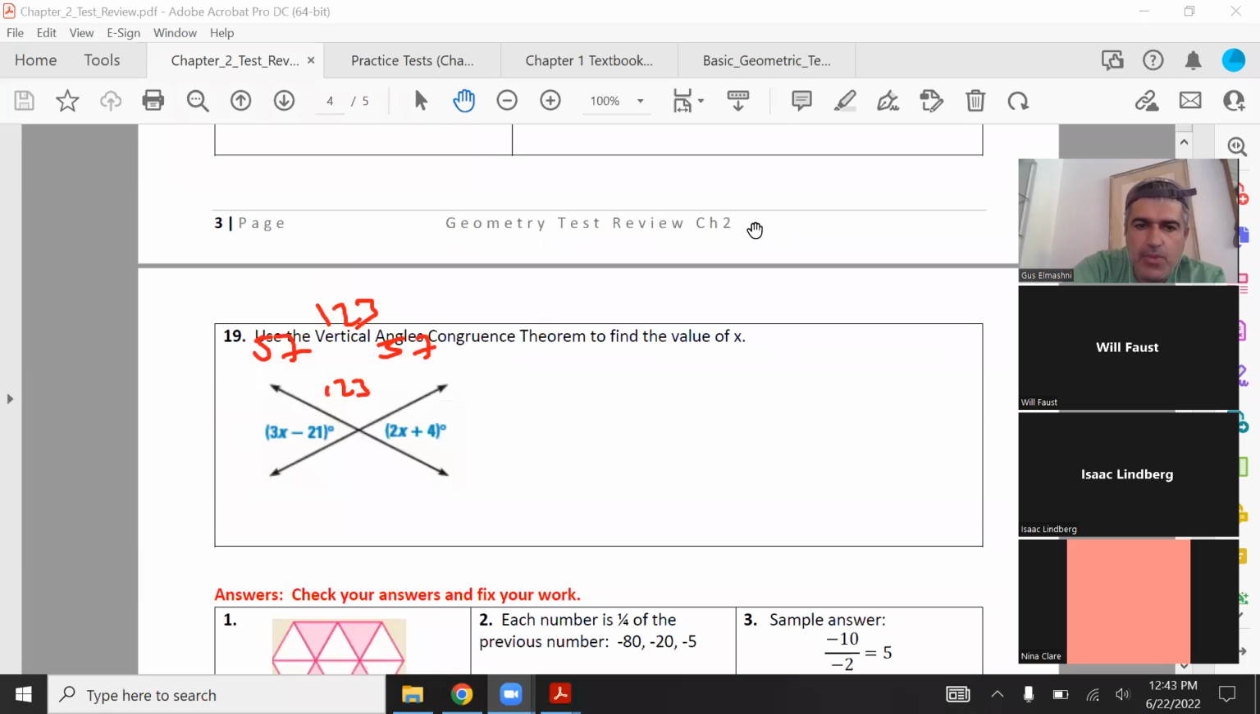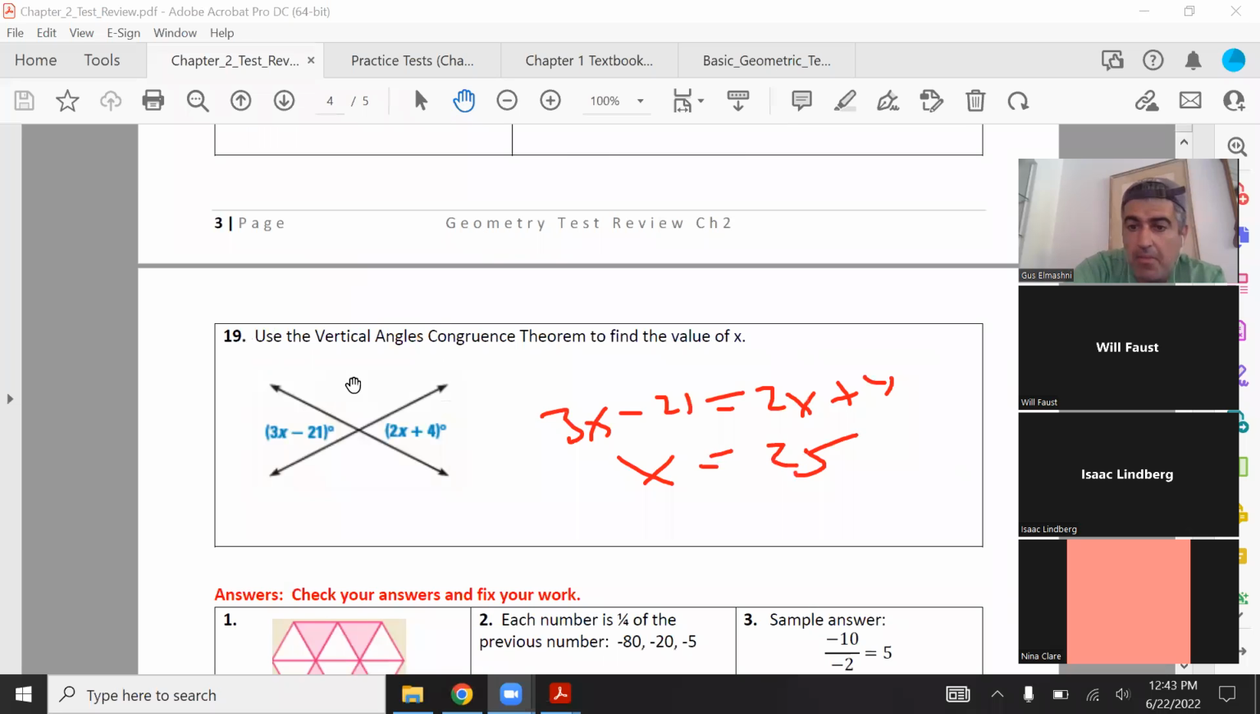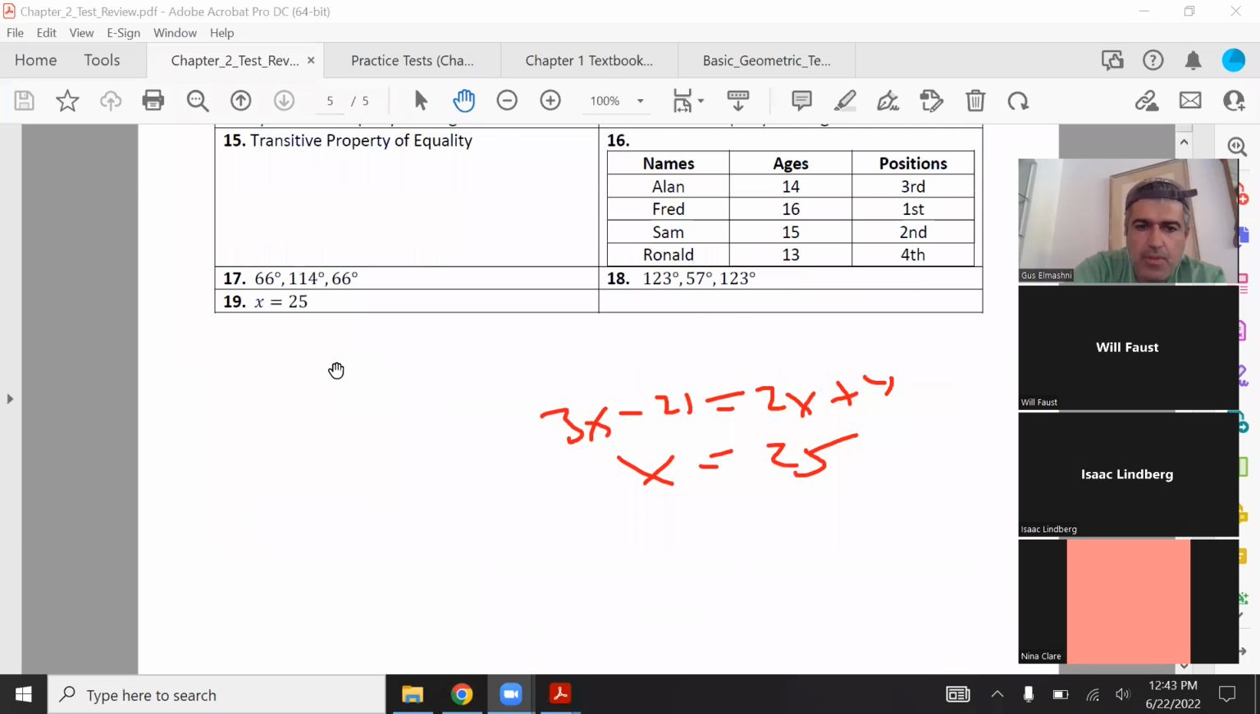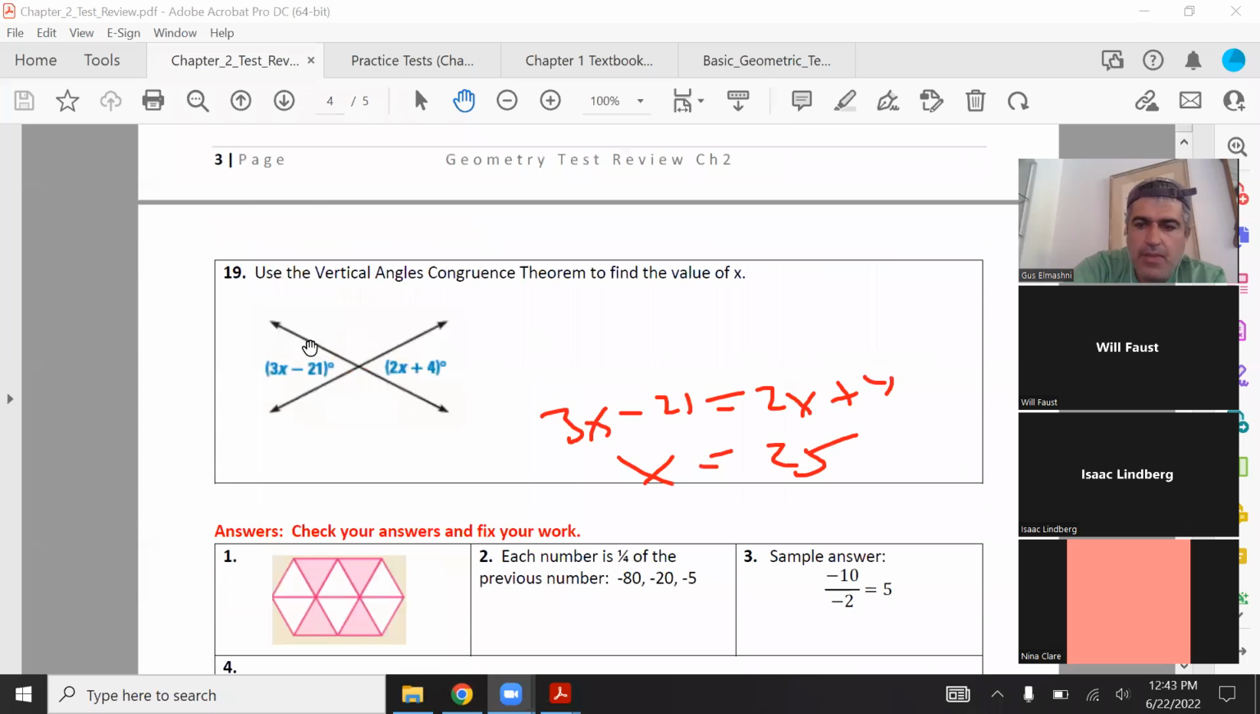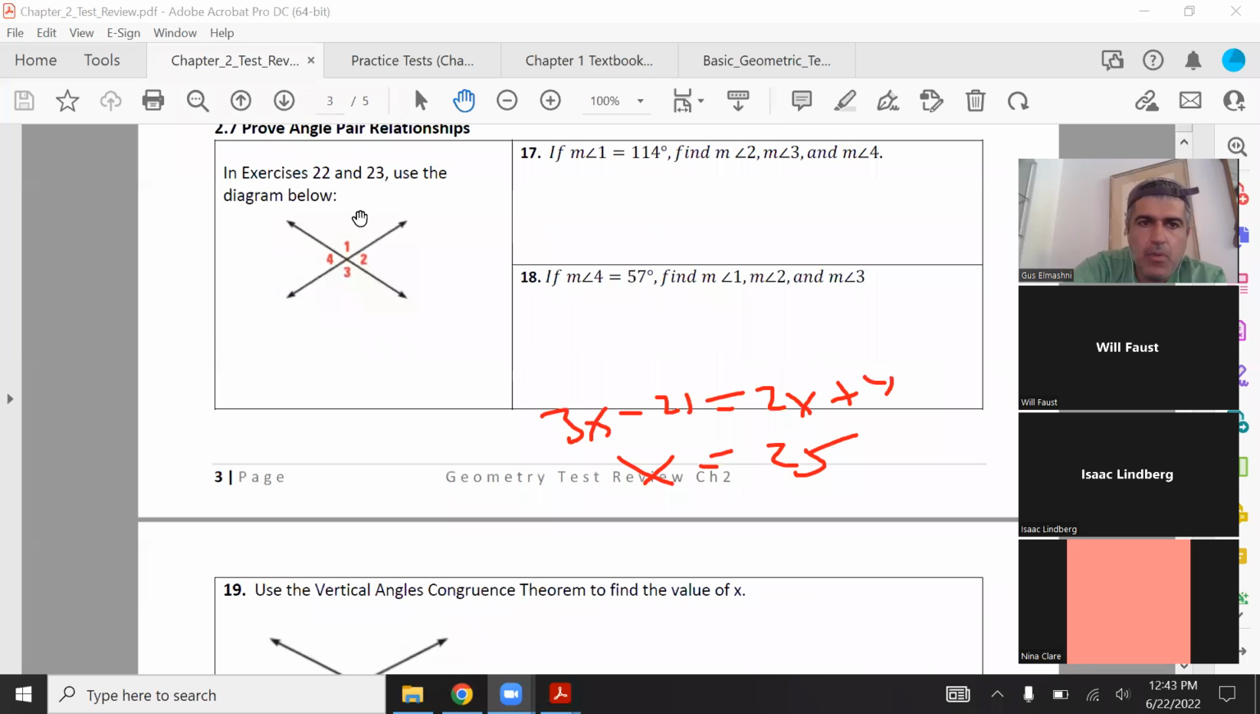And then finally, these have to equal each other. So that's what you do, because they're vertical angles. Work it out. X equals 25. Oh, that's pretty easy. There you go. X equals 25. So that's a chapter 2 test review.